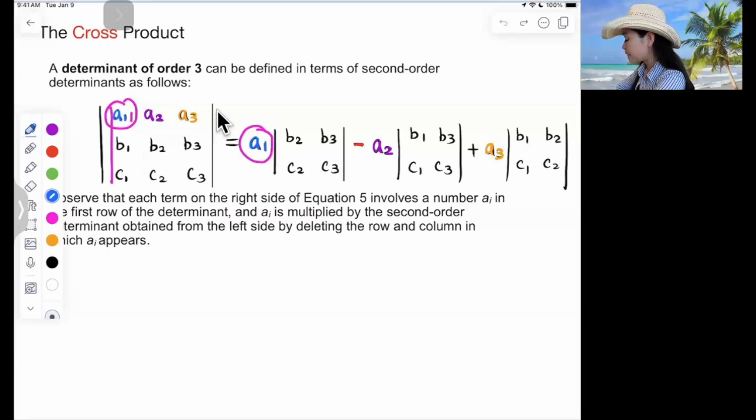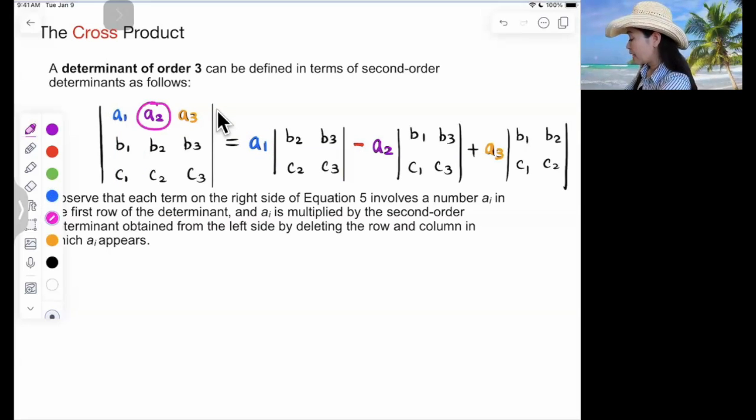Then after that, you repeat with the second one. You take this, and you have this one over here. But do you notice there's a minus sign over here? It's because when you expand, the signs alternate: plus, minus, plus. So the first one will be A1 times the determinant of the submatrix. And now it will be minus A2, and you eliminate this row and this column.